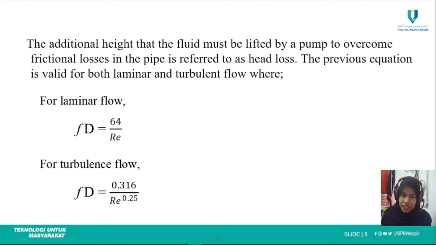The additional height that the fluid must be lifted by a pump to overcome frictional losses in the pipe is referred to as head loss. The previous equation is valid for both laminar and turbulent flow, where for laminar flow it is Fd equal to 64 over Reynolds number, and for turbulent flow it's Fd equal to 0.316 divided by Reynolds number to the power of 0.25.